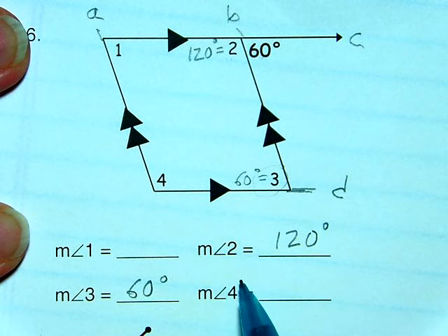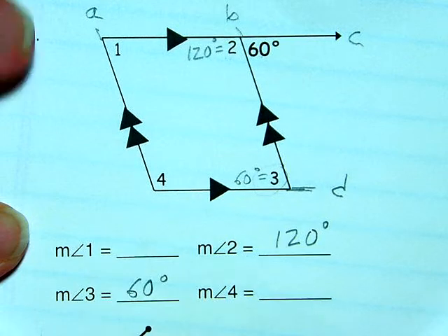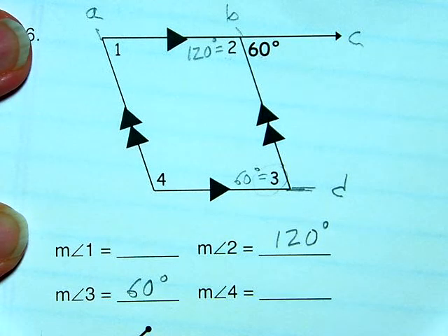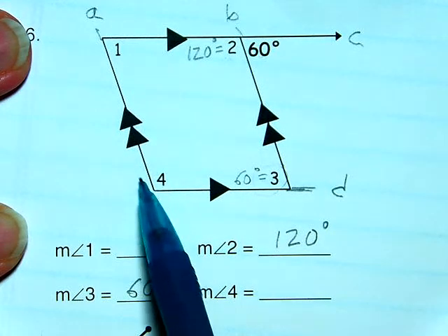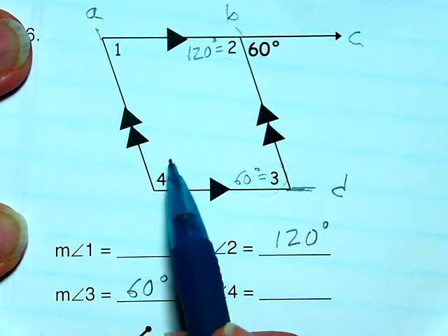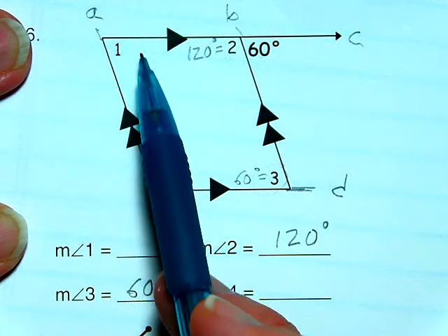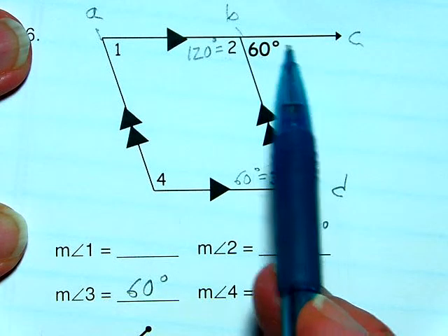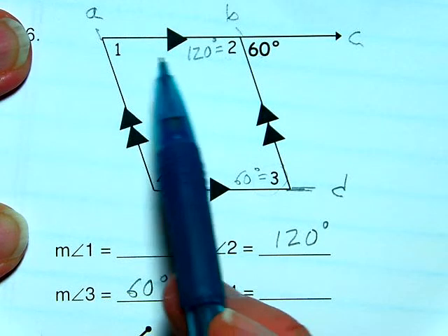Okay, let's move on to angle 1. Can we figure out the measure of angle 1? Well, which angle does angle 1 have relationships with? Which angle does angle 1 share a transversal with? Well, angles 1 and 4 share transversal A, don't they? But we still don't know what angle 4 is. So let's look further. Well, angle 1 and angle 2 both share transversal C. C makes up one of the sides of angle 1 and angle 2. So they have a relationship.